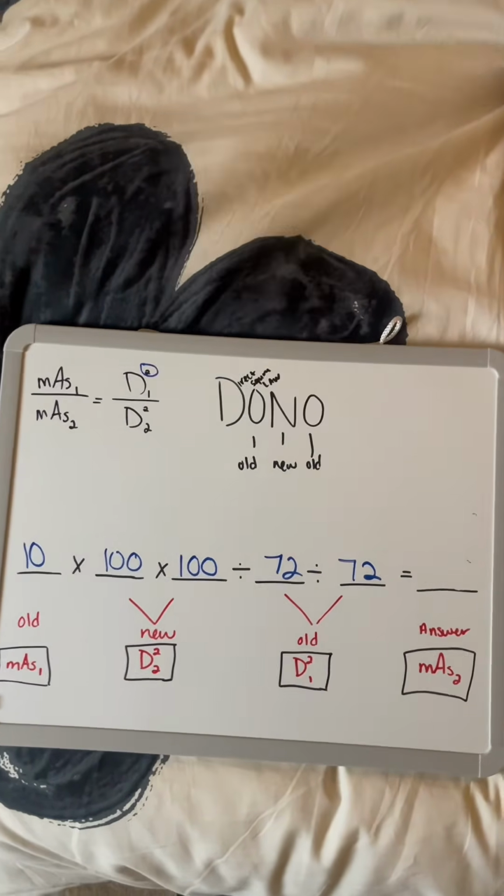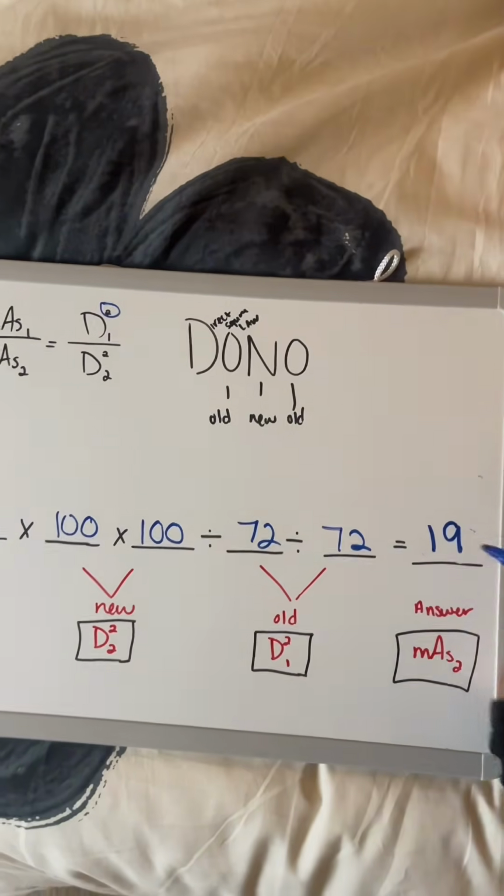You're going to get a decimal for your answer. I'm just going to round down. So the answer is going to be 19.